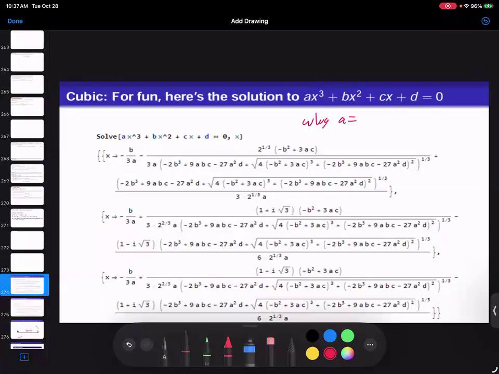One. You can divide through by A. So you would replace B with B over A, C with C over A, D with D over A. And it turns out, without loss of generality, you can assume B equals 0 by just doing a translation. That will make this a little bit better. It's still a nightmare, but it makes it a little bit better. This is an explicit formula. You give me any cubic and I have the roots.